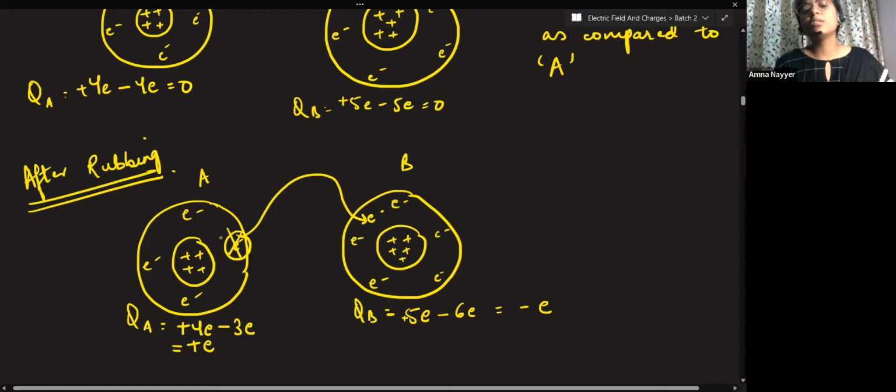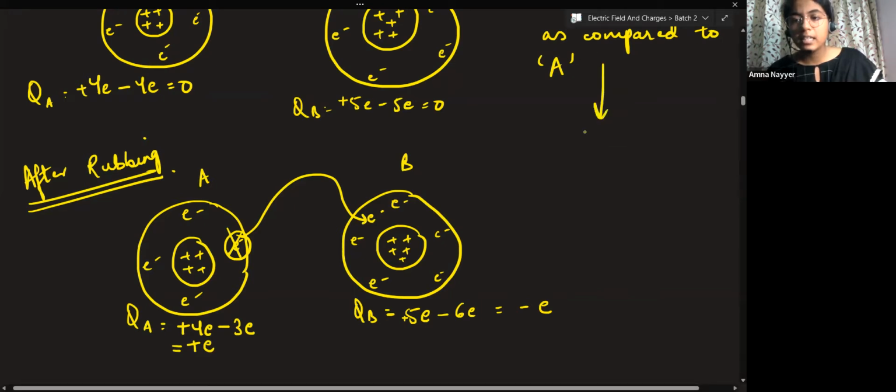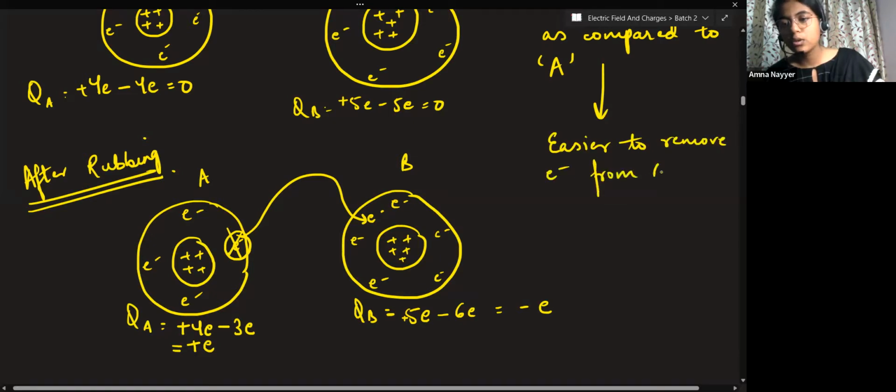After rubbing, it is possible that only a single electron got transferred; I have taken a random example. It may happen that 2 electrons get transferred, 3 electrons get transferred, or any number of electrons get transferred while rubbing. You just have to remember that if this is the case, then it is easier to remove an electron from A than B. This concept will be utilized over there.